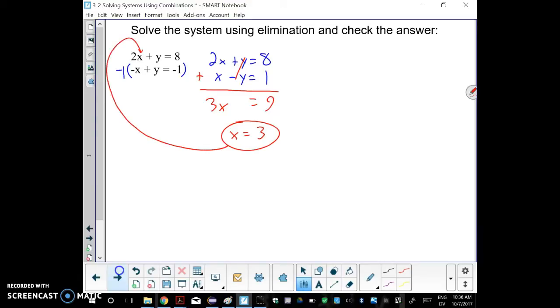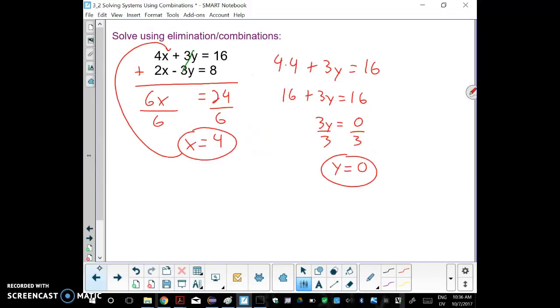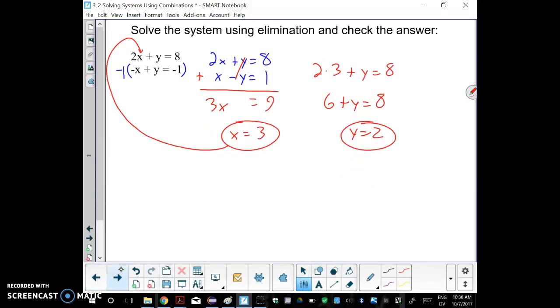So I'm going to put my 3 up here for x. So I'm going to have 2 times 3 plus y has to be 8. 2 times 3 is 6, minus 6. So our solution to this system is x is 3 and y is 2. Okay, so this is a little more complex. The previous one, we could just add them together right away. This one, we needed to multiply by negative 1 first before we could add them together.